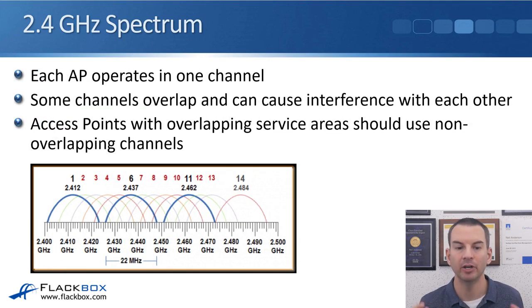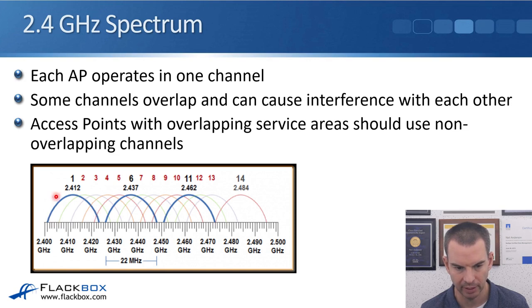Each access point operates in one channel. And as you can see in the diagram here, some channels overlap and can cause interference with each other. Just like if we had two radio stations playing music at the same frequency, they are going to be on top of each other. It's causing interference.